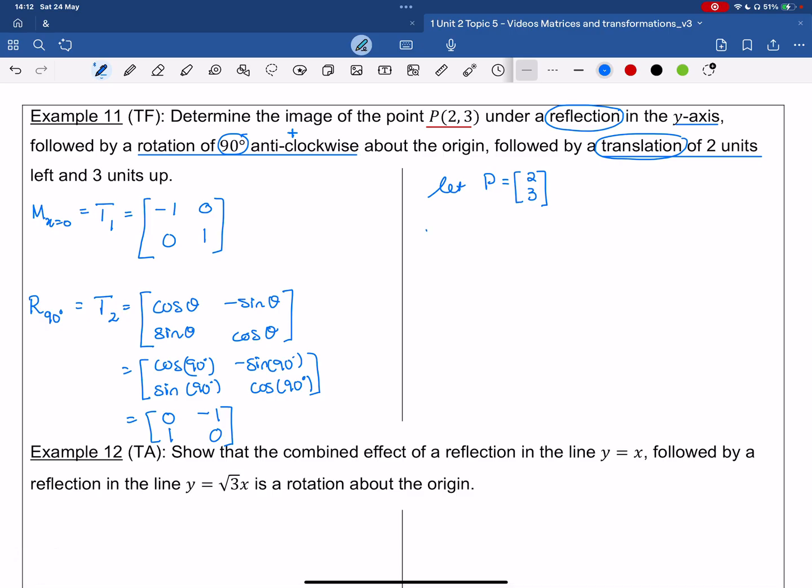We've got that P primed is going to be, now we're going to go from the last one to the first one. So T2, T1, P, and then we're going to add our translation matrix. All right. So we're translating this point (2, 3) by 2 units left and 3 units up. It should be (-2, 3).